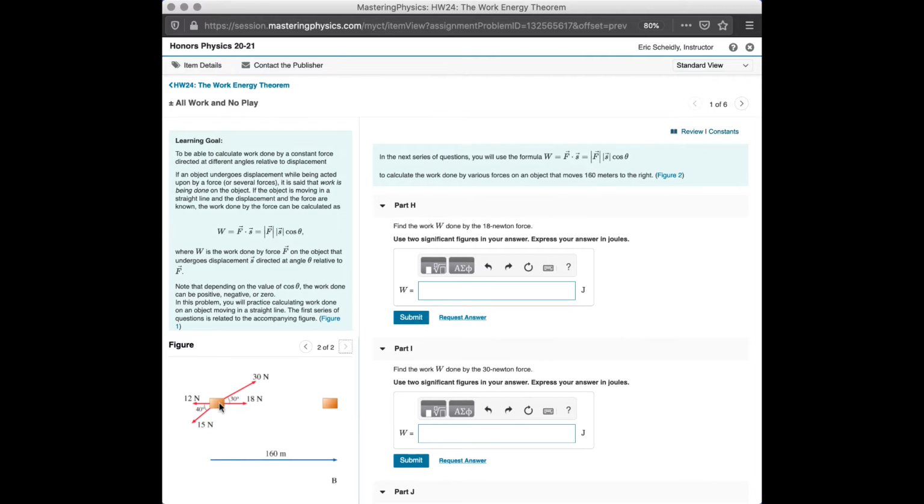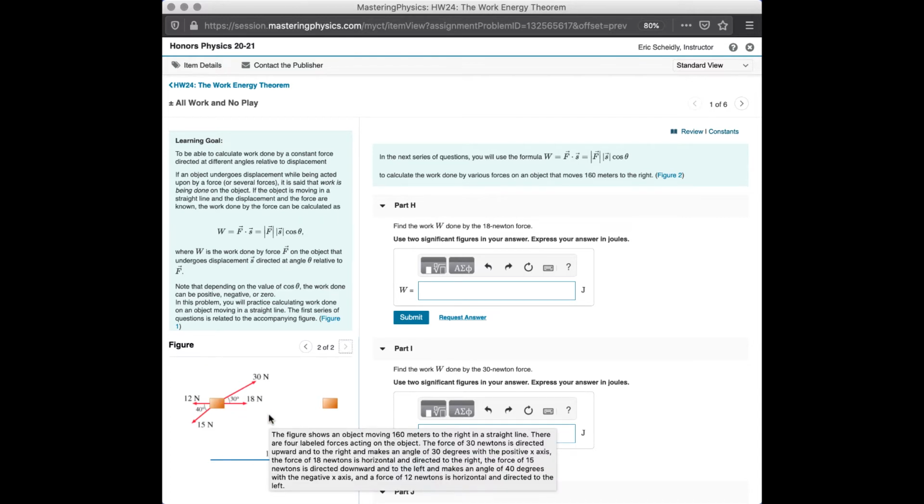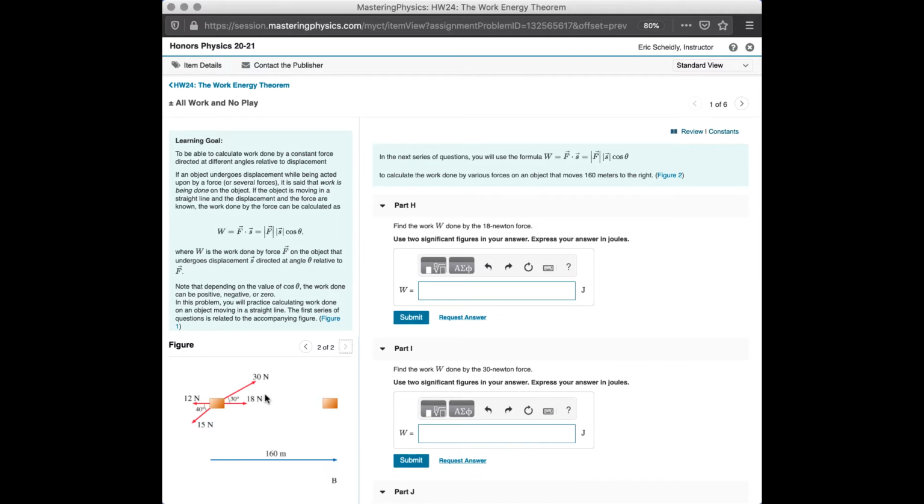Well, the displacement, once again, is to the right, and the 18 Newton force is completely to the right. The angle between that force and the displacement is 0. It's going in the direction. So all I need to do is simply multiply 18 by the displacement. So the answer is going to be 18 times 160.